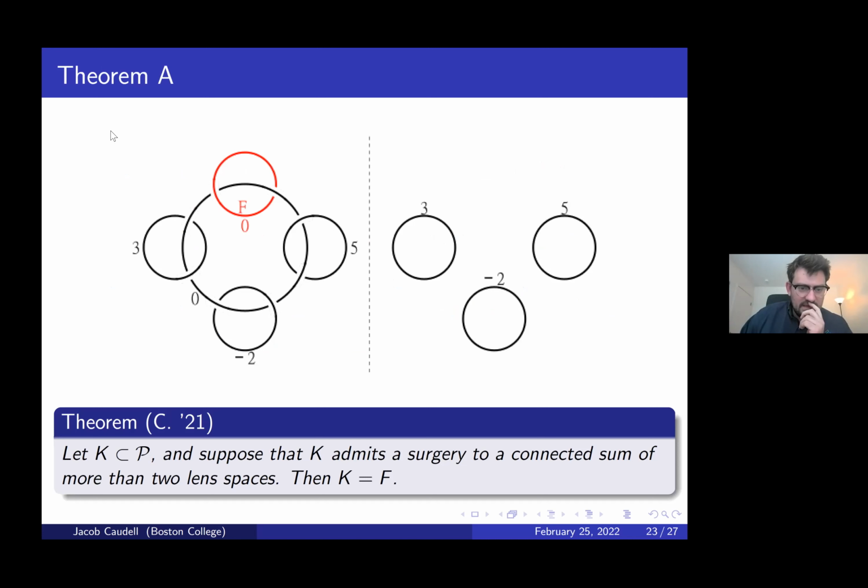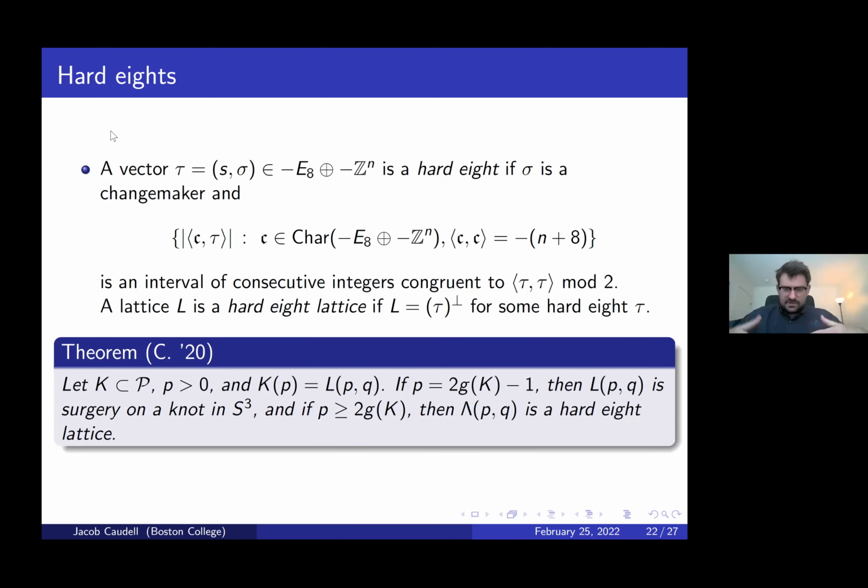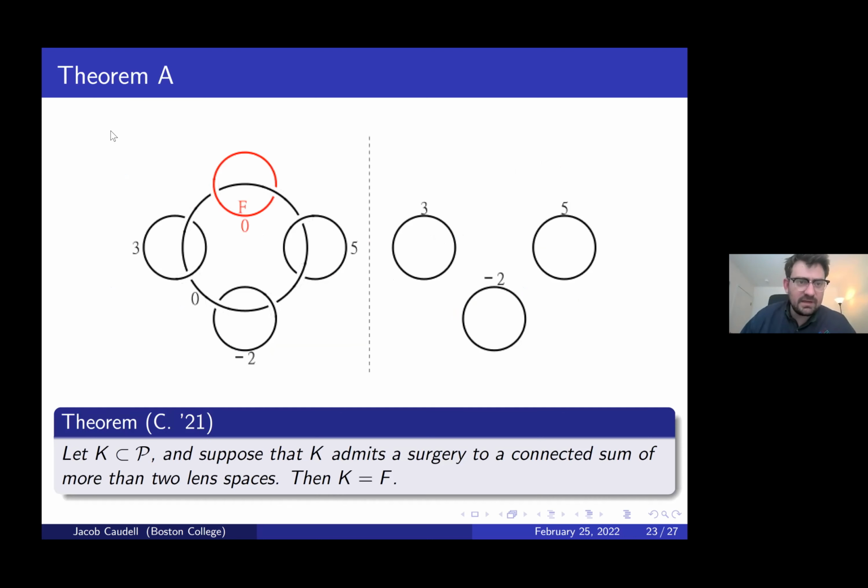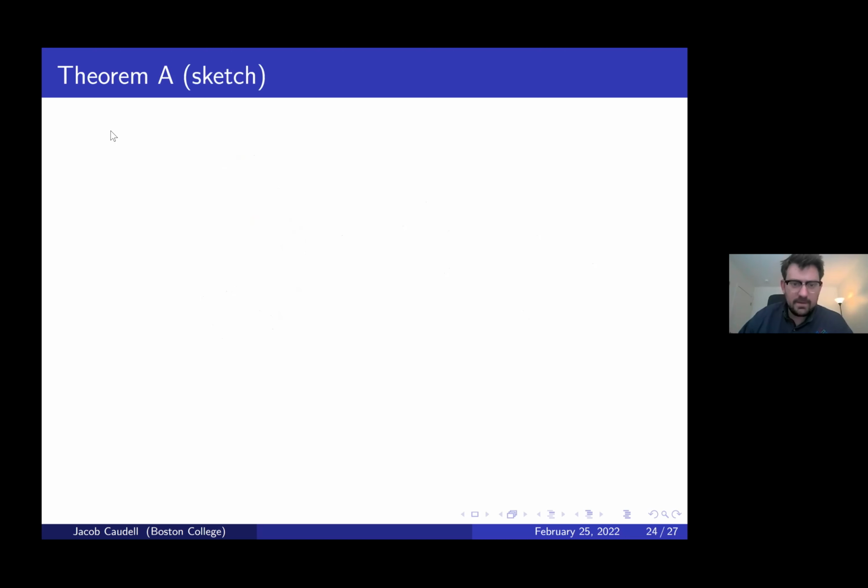Okay. So this is the obstruction that we work out to prove the two theorems I mentioned earlier. So let's revisit those. Theorem A says, F is the only knot in the Poincaré homology sphere with a surgery to 3 or more lens spaces. So we'll sketch that quickly.